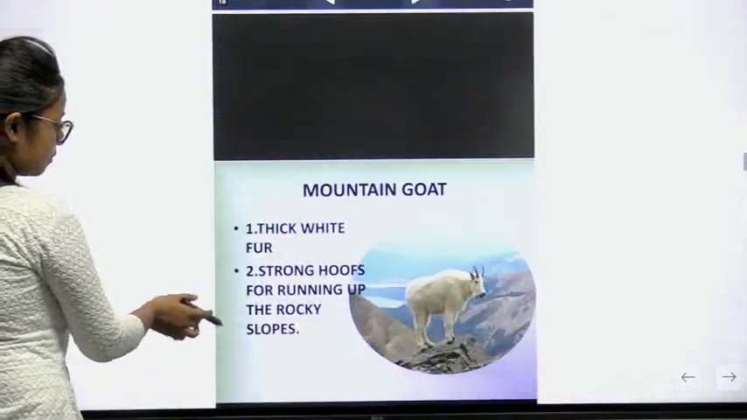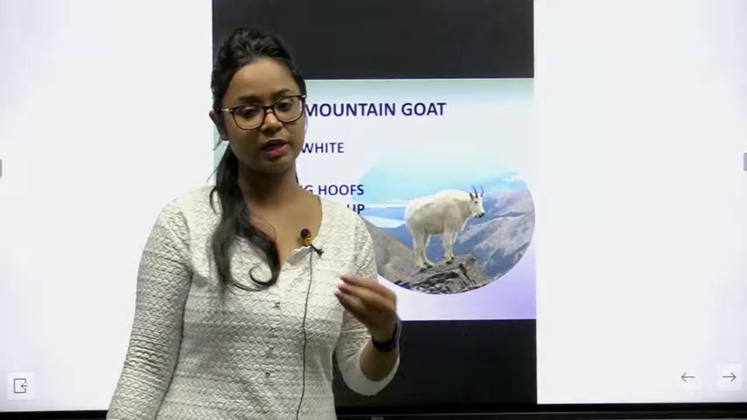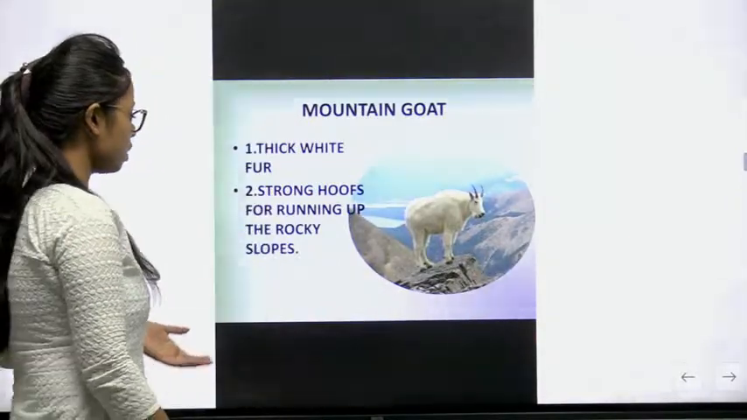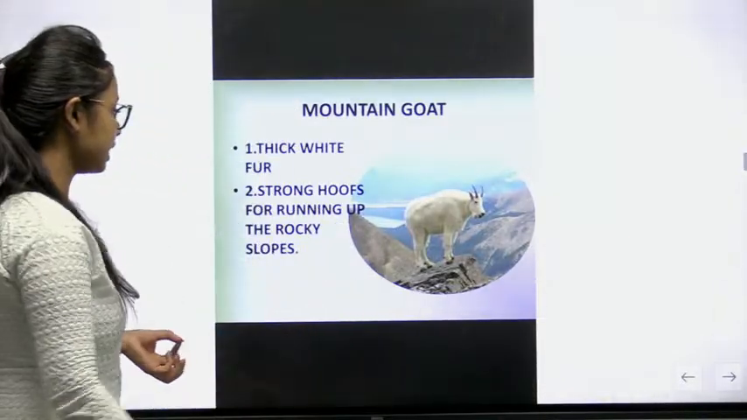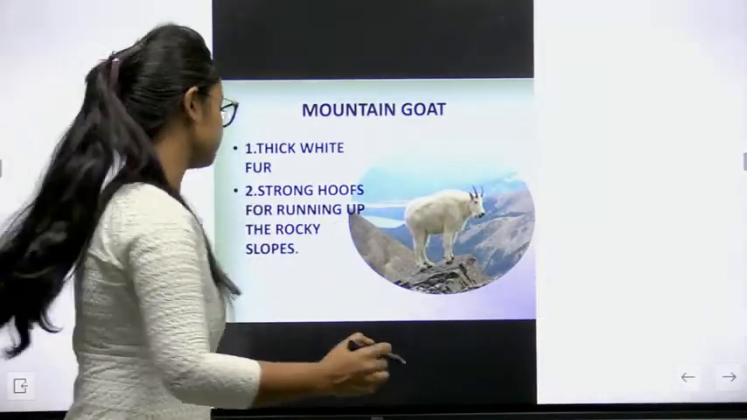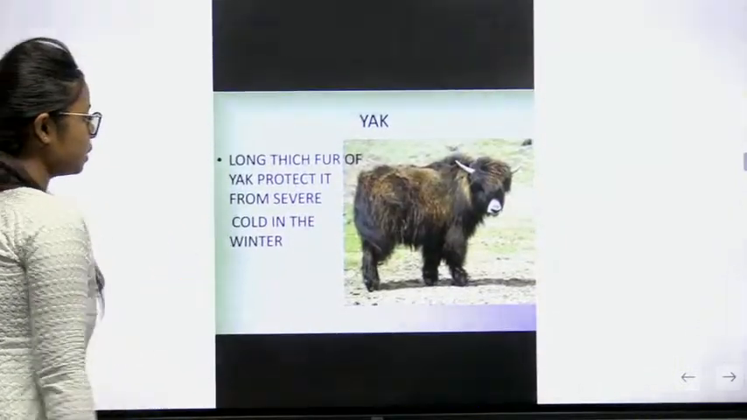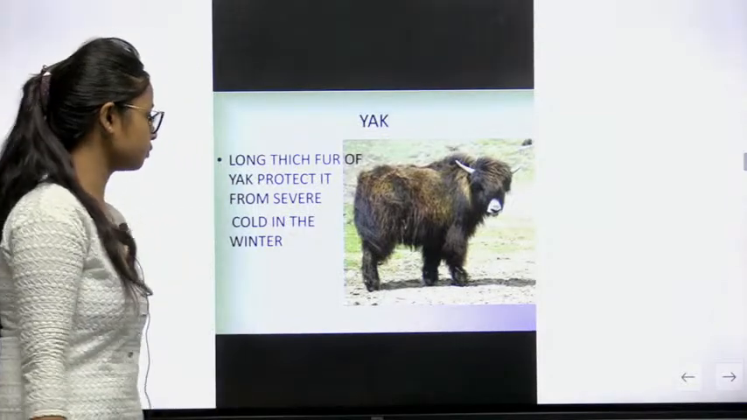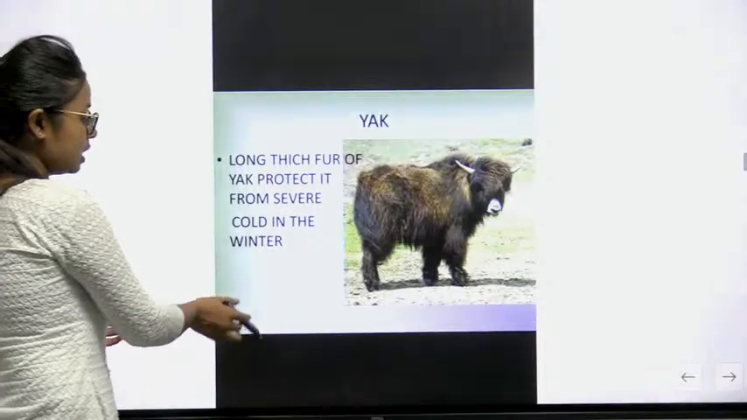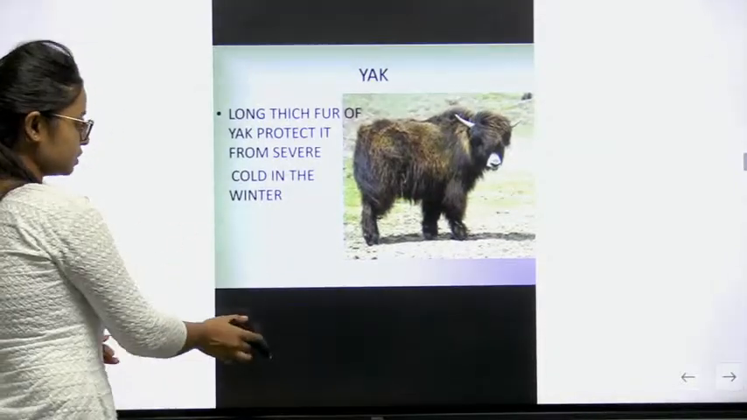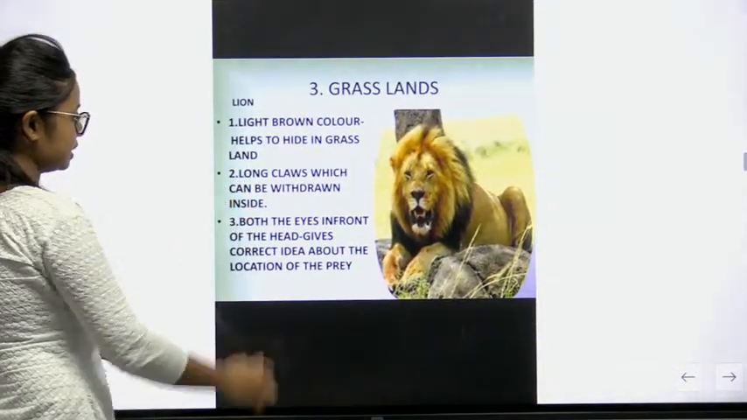Next is mountain goats. Mountain goats also have thick white fur which helps protect them from the extreme cold. Also they have a special feature of running. They can run easily on rocky slopes. If we talk about the yak, it has thick fur to protect from the severe cold in winter. They all live in mountain regions, and because of the higher altitude, the mountain regions have a cold climate every time.